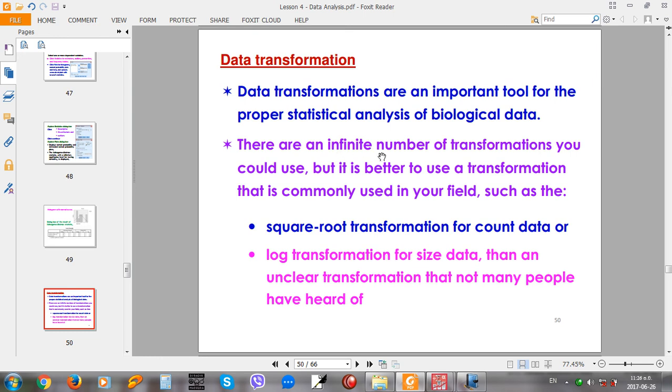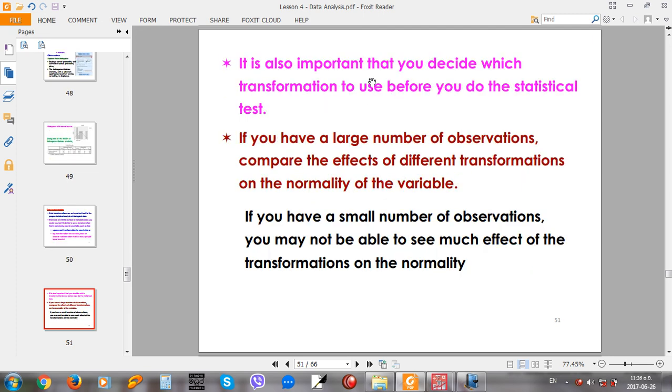There are an infinite number of transformations you could use, but it is better to use transformations that are commonly used in your field. There are so many transformations, but normally we use the square root transformation for count data. So we take the square root of the given data. Log transformation is used for size data. Then there are other transformations many people have heard of, and it is important to know which transformation to use, because of the statistical test you have and a large number of observations.